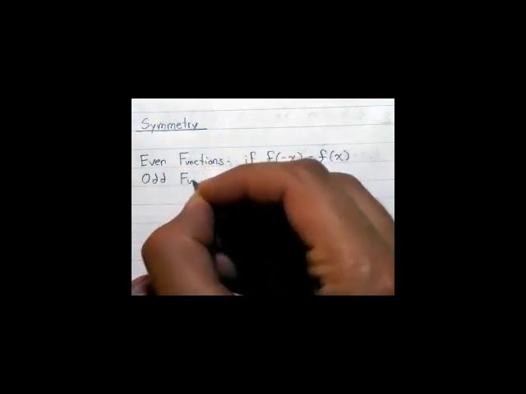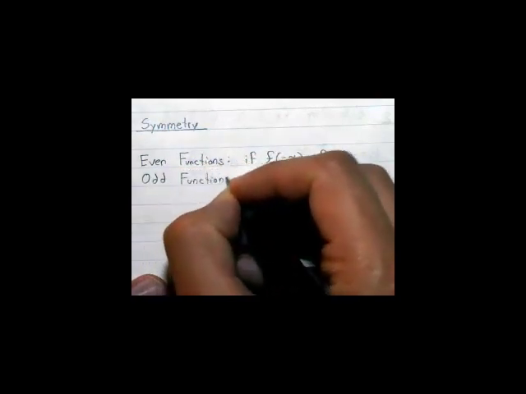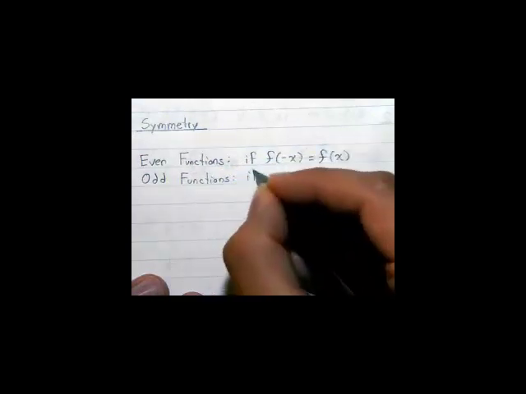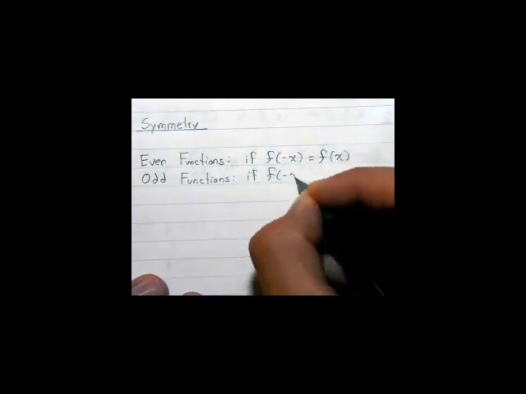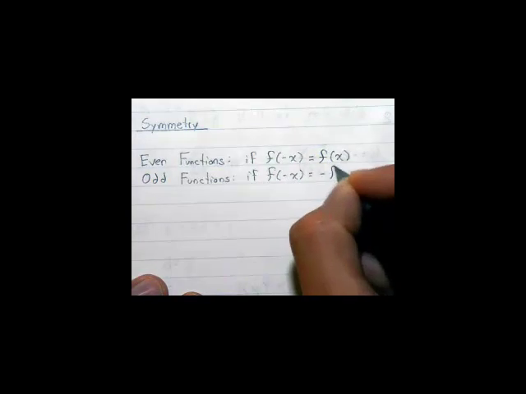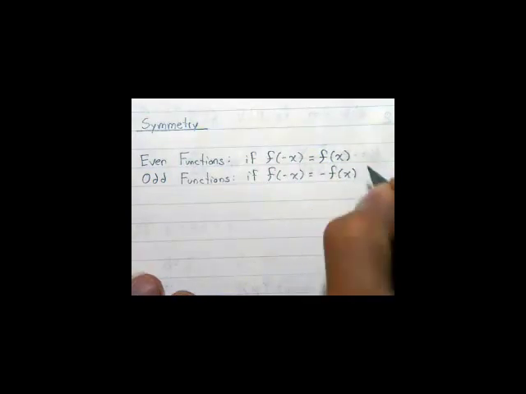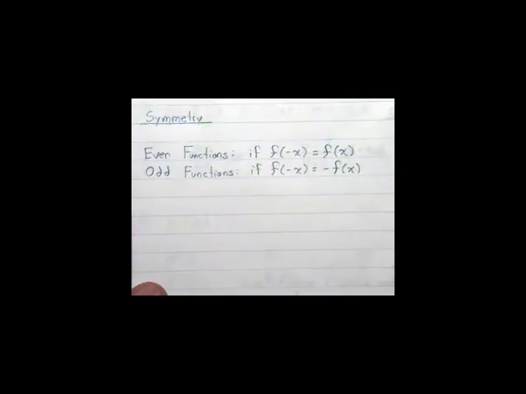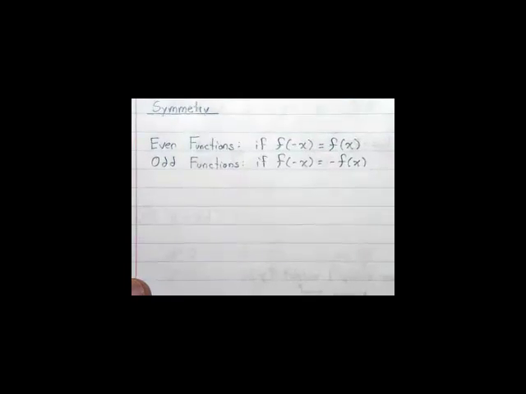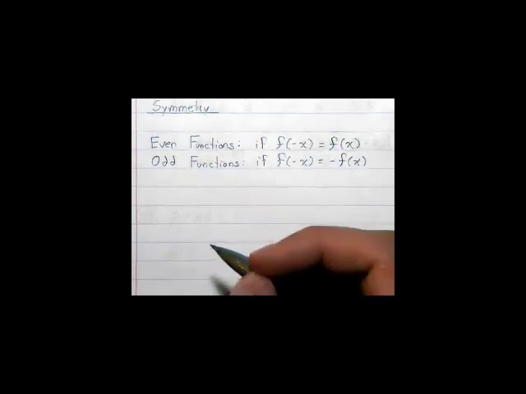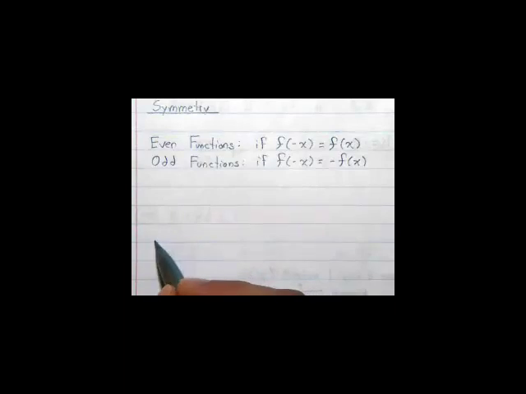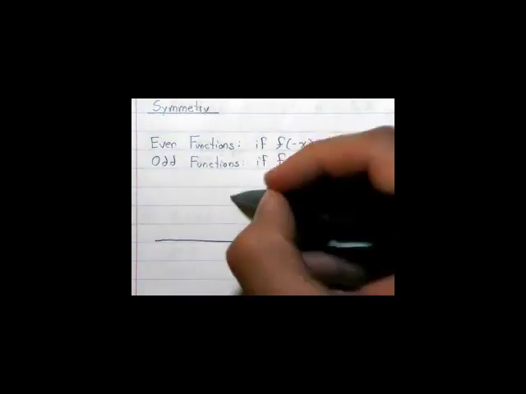And an odd function is if f of negative x equals negative f of x. Now this you probably don't remember, but identifying them on a graph you probably do, okay? Because that was a little bit easier to see what was going on, because there's some distinct characteristics for each of these. So, about even for a minute here, okay?